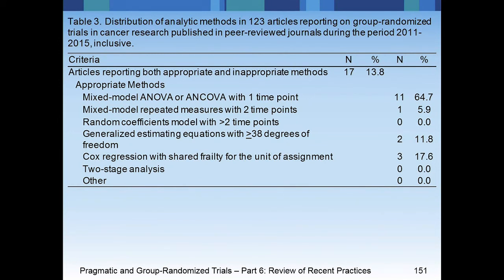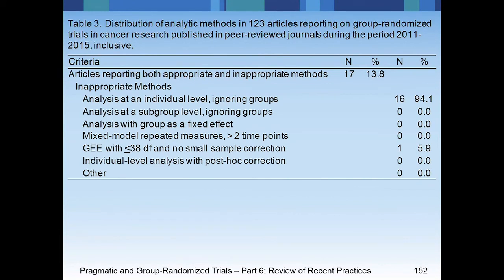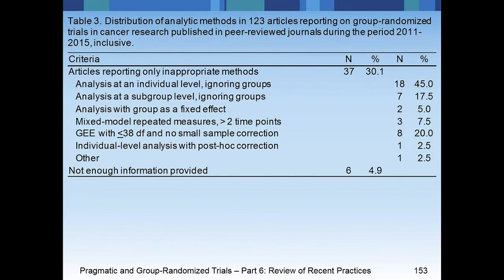For these studies, most of the appropriate methods that were used were the mixed model regression methods and Cox regression in some cases. When we look at the inappropriate methods that these same papers reported, 94% were reporting analyses at an individual level, ignoring the intraclass correlation altogether. That approach has been debunked for more than 30 years and shouldn't be used anymore.